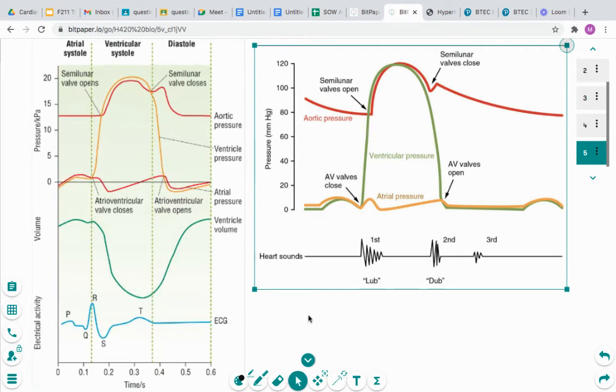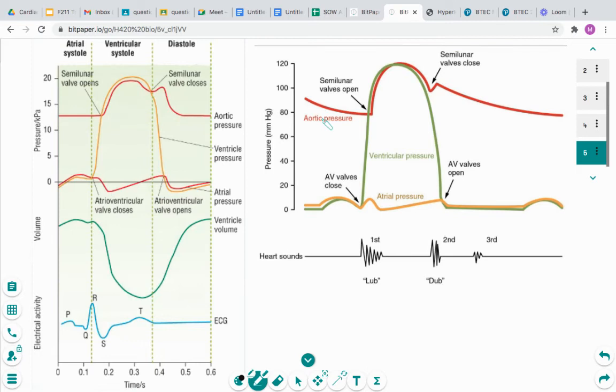So let's have a look at these pressure changes. This red line is showing the pressure in the aorta. The aorta is the main blood vessel, where blood has just left the left ventricle. We've also got the pressure of the ventricle, and we're looking at the pressure of the atria. So let's have a look at what happens here.